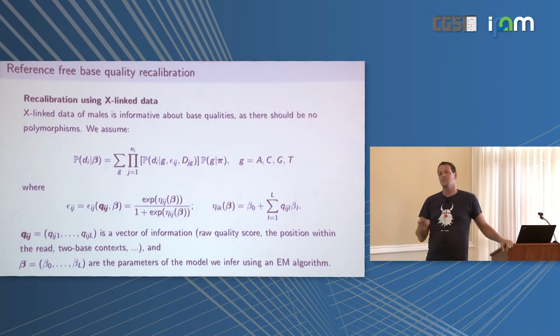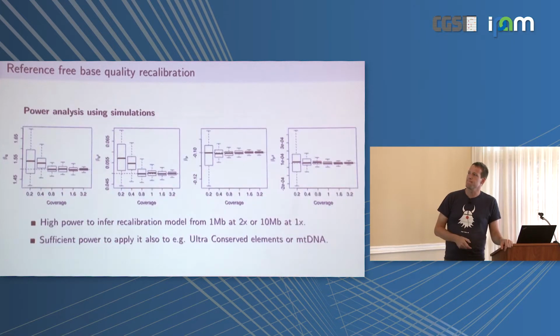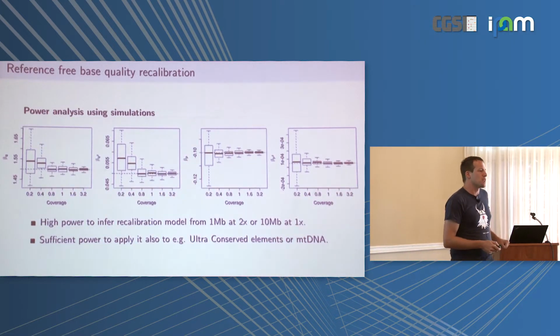It turns out that you can again do that with an EM algorithm, relatively simply in this case, and this is how we do that. So we estimate all these coefficients beta for a vector of information that we have for every site. Okay? So again, we use some simulations to show that that actually works.